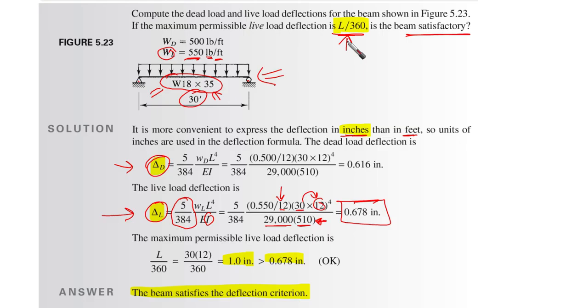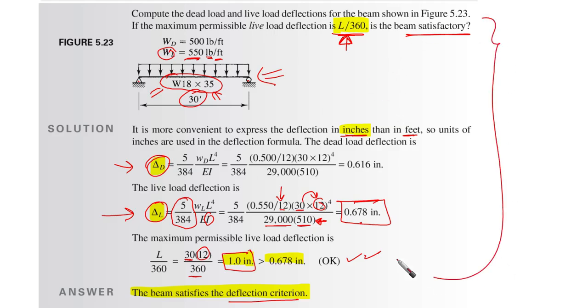The maximum allowable given for us is L over 360, where L here is 30 times 12 for the conversion from foot to inch, over 360, which gives us 1 inch. This is 0.678, this is 1 inch, then we are okay. The beam satisfies the deflection criterion, so there is no problem with this. I think this example is pretty easy and straightforward.